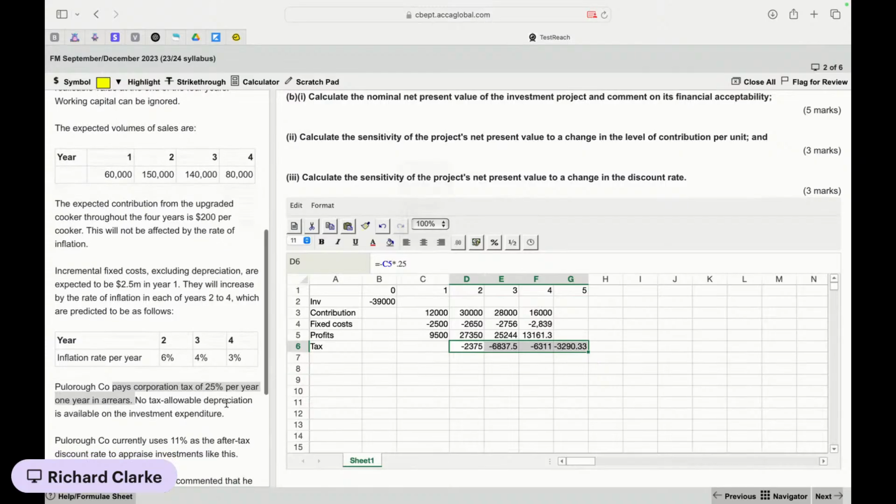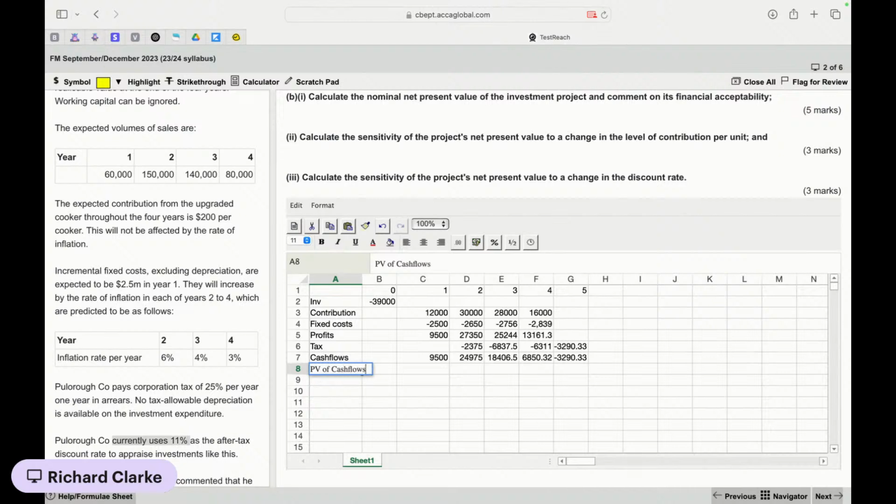Then it says discount it all down at 11%. To do the discounting, I need to work out my final cash flows. My final cash flows is the sum of, in brackets, from there to there, because the original one was a subtotal, wasn't it? So I've done that, summed it all up. There's the sum of my cash flows. Now I want the present value of the cash flows.